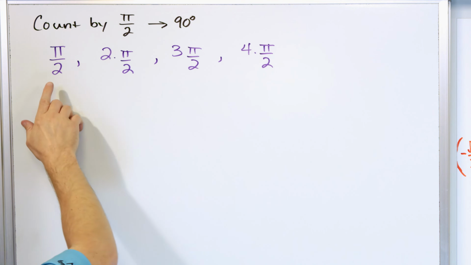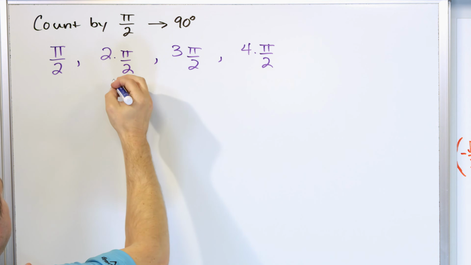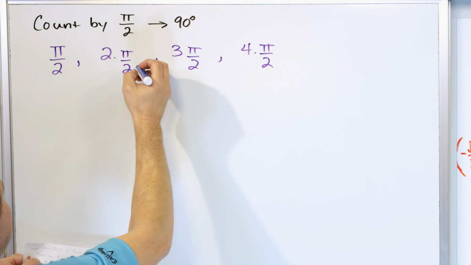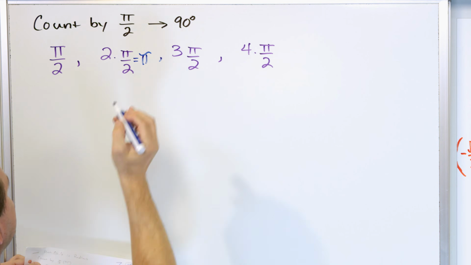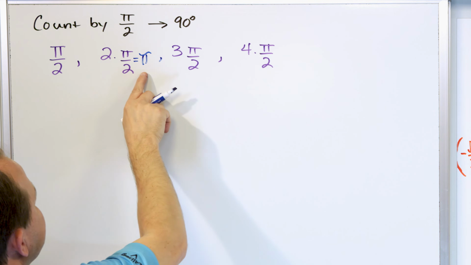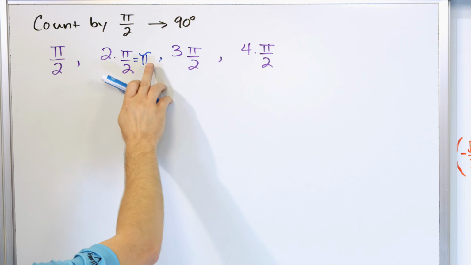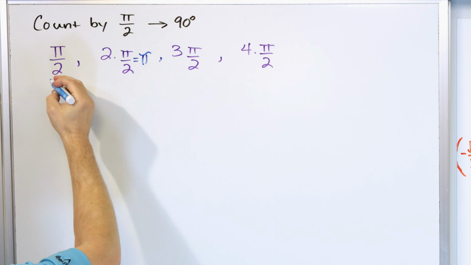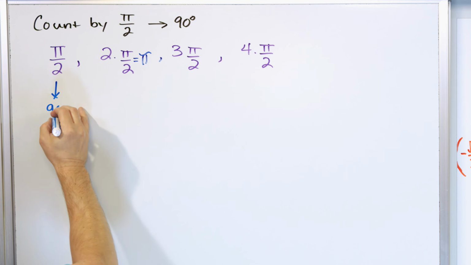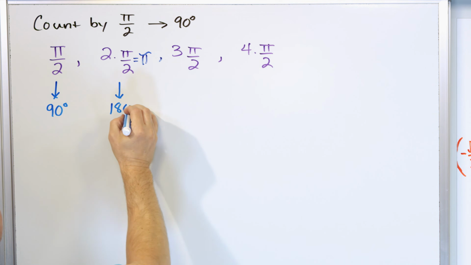But look what's going on. This fraction cannot be simplified anymore. But this one, you have a 2 on the top and the bottom. So what this boils down to is pi radians, right? It can be simplified, in other words. So if it can be simplified, then you use the simplified version. So this ends up being 90 degrees. This is pi radians, which is 180 degrees.